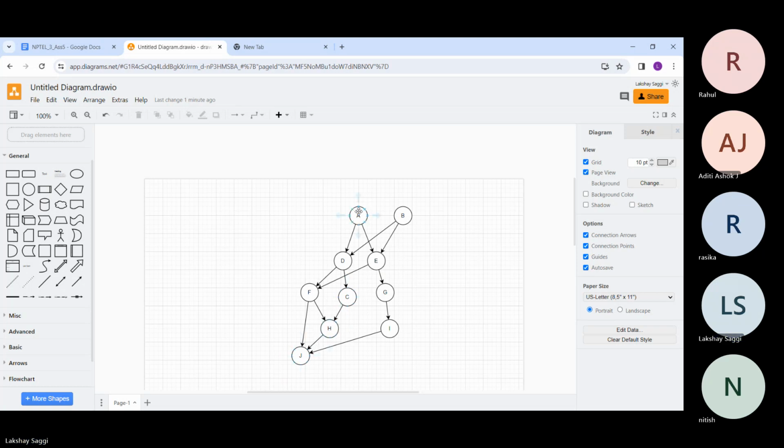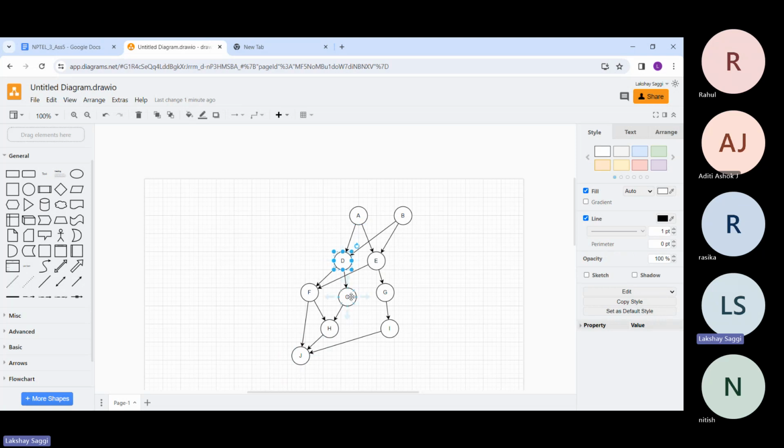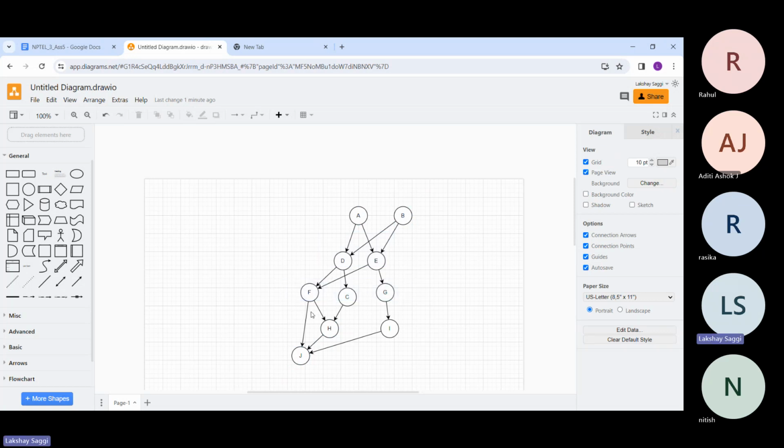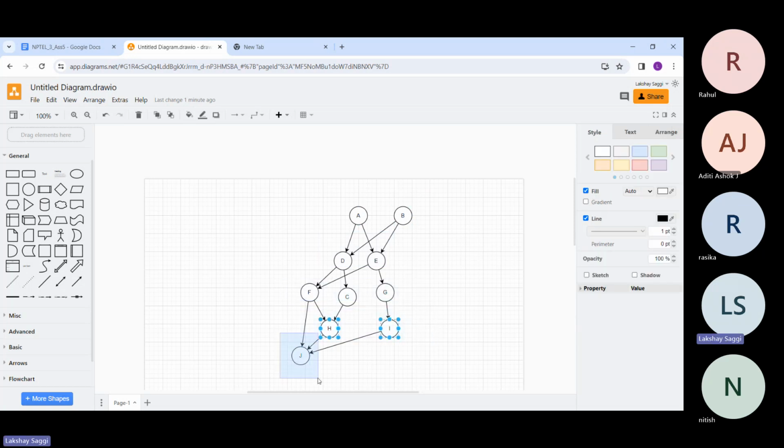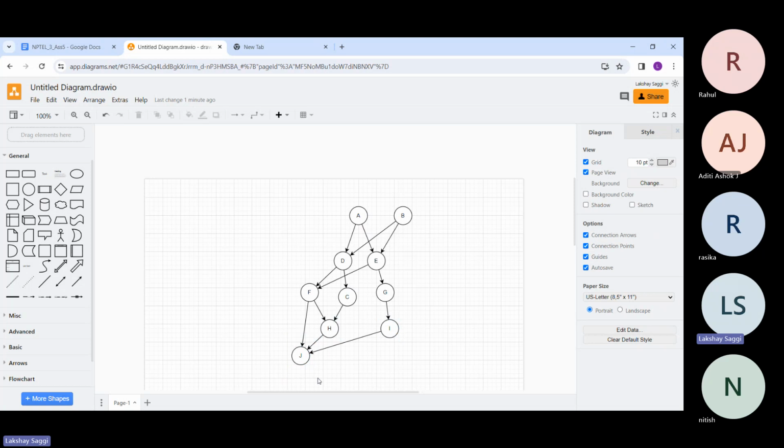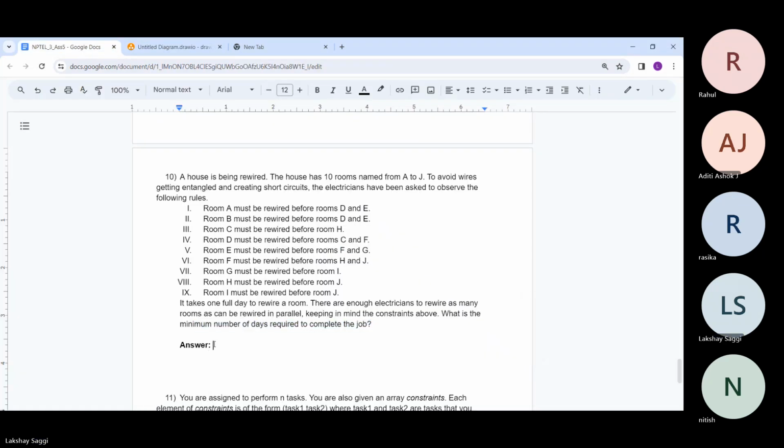So there exists a path of length 5, A to D to C to H to J. So we will take at least 5 days. And we also give a schedule which actually takes 5 days. And so we can say that our schedule is optimal, that it is taking the minimum number of days. I hope everyone gets what I'm trying to say here.